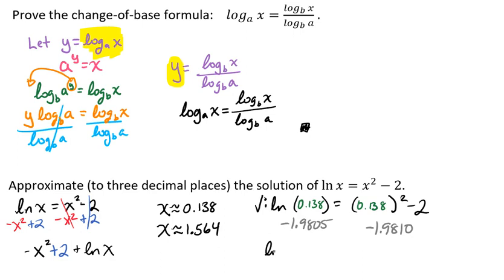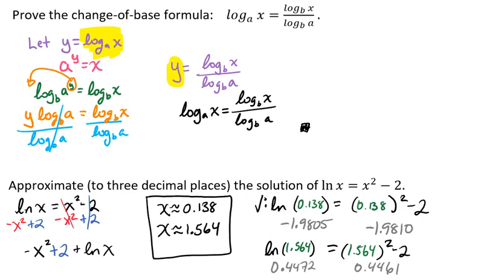And now we'll try our natural log of 1.564 and see if that in fact equals 1.564 squared minus 2. And when we plug that into the calculator, we're going to get 0.4472 and 0.4461. And although the first three digits wouldn't match, that's actually really reasonable. And so we're able to, in fact, say that these are our solutions.